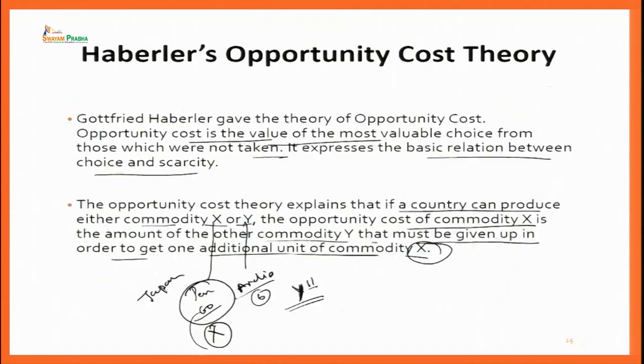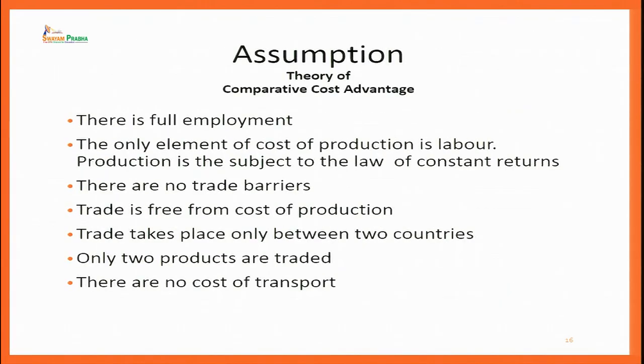David Ricardo took the reference of this opportunity cost for explaining his comparative cost advantage theory. There are certain assumptions which have to be taken into consideration, the way there were certain assumptions of the absolute cost advantage theory. So, what are those assumptions? There will be full employment, right? That means all my labor is fully utilized, 100% job is there. There is no such labor who is left without any job. That means full employment is there.